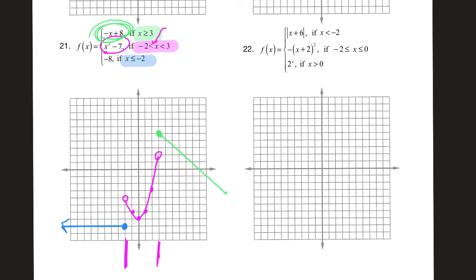Okay, so this last one, I'm going to do the top from to the left of -2 in green, the stuff that's in between -2 and 0 in pink, and the stuff that's greater than 0 in blue. Okay, so I would like you to pause, see if you can do it, and then unpause. And hopefully your graph ended up looking something like that.